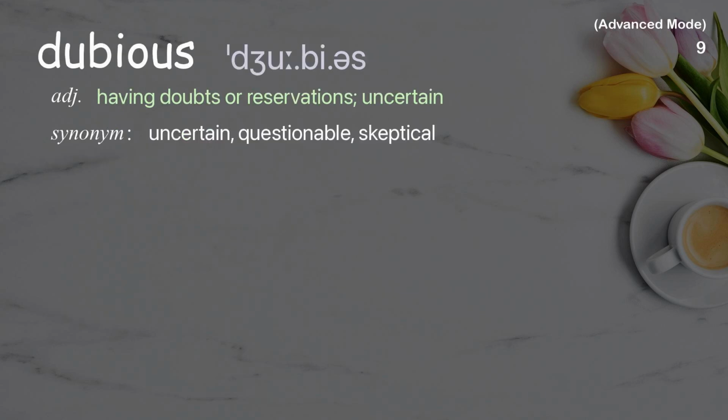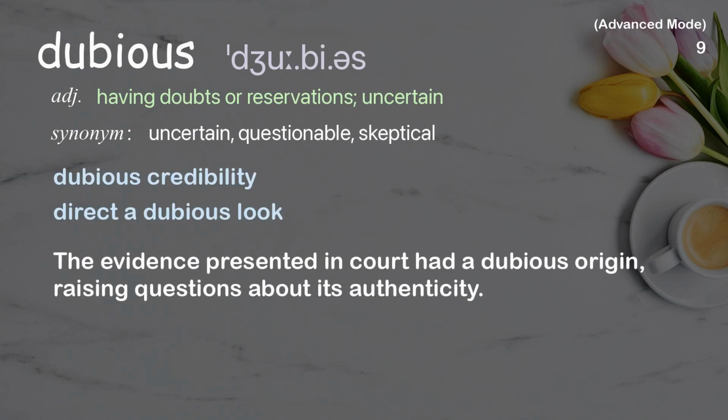Dubious. Having doubts or reservations, uncertain. Examples: Dubious credibility. Direct a dubious look. The evidence presented in court had a dubious origin, raising questions about its authenticity.